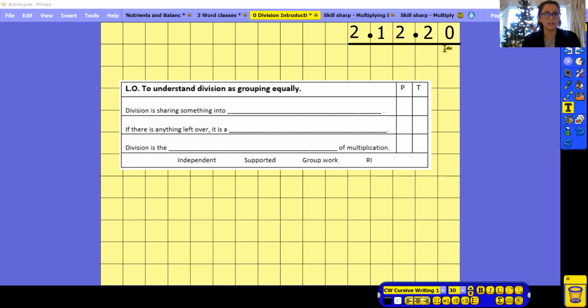Our learning objective is to understand division as grouping equally. Our success criteria: division is sharing something into blank. Have a think. Well done if you said equal groups.